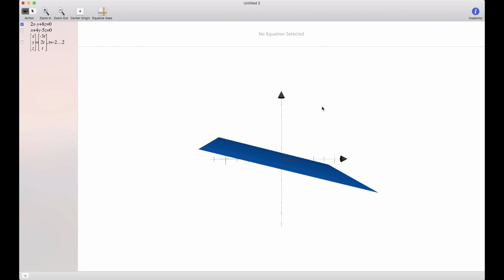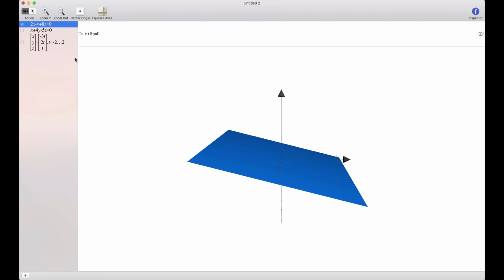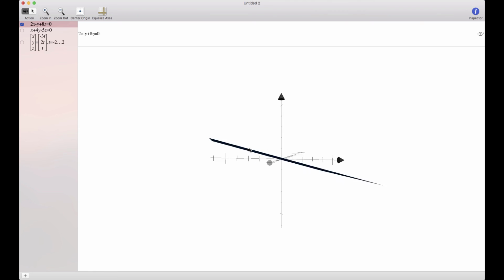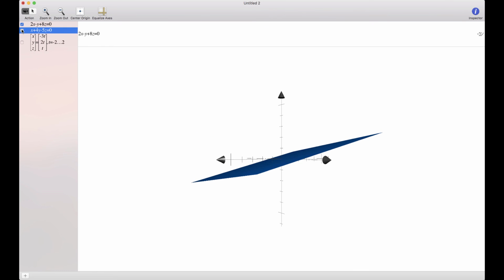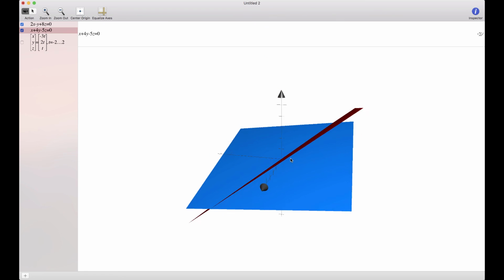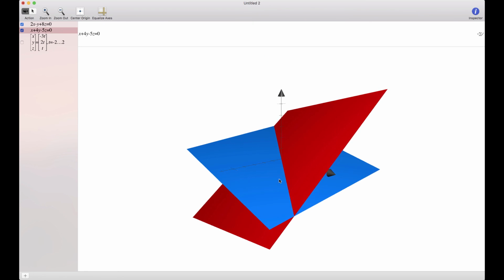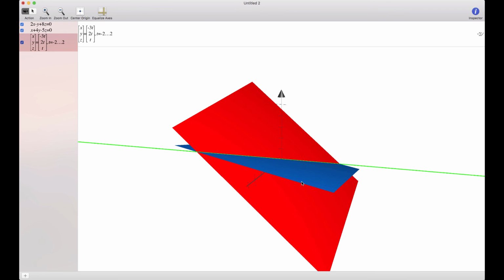As promised, here's a pretty graph. If you look over here to the left, I have that plane, 2x minus y plus 8z equals 0. And this is the graph of it in 3-space. If I add in this plane in red here, you see these two planes intersect in this line right here. Well, let me add the line in. And sure enough, there's the big old green line.